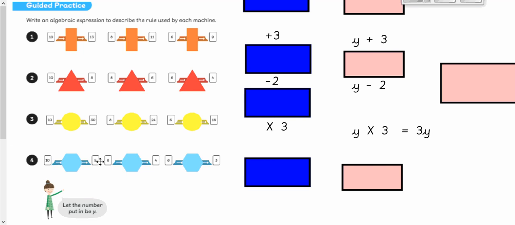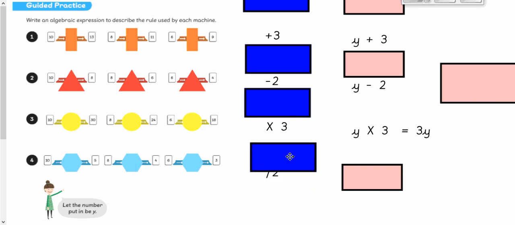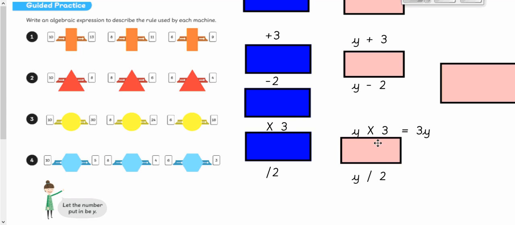This one, to get from 10 to 5, I could take 5, but then 8 take 5 isn't 4. If I cut that in half or divide by 2, divide by 2, divide by 2. So I've got divide by 2 there, so I'd have y divided by 2 there. So there were your answers for guided practice.